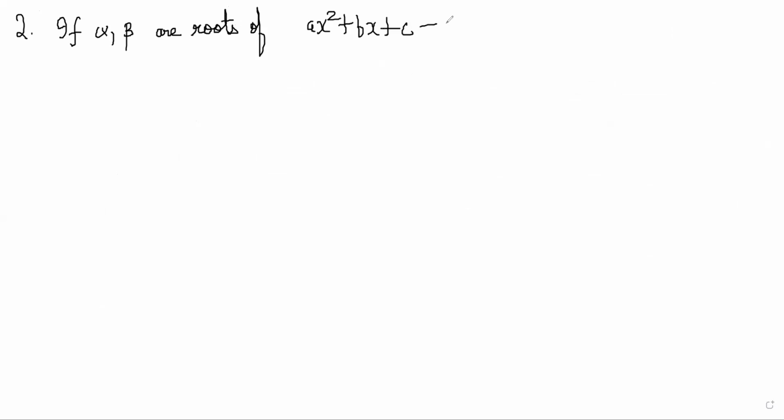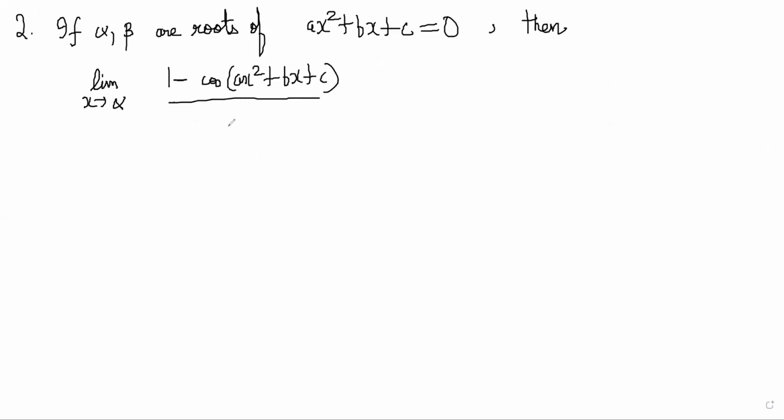No, sir. Okay, then this is a question. If alpha and beta are roots of the equation ax square plus bx plus c equal to 0, then find the limit as x tends to alpha of (1 minus cos(ax square plus bx plus c)) by (x minus alpha) whole square.